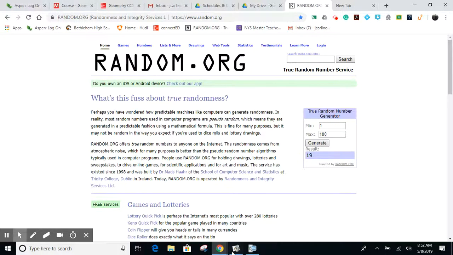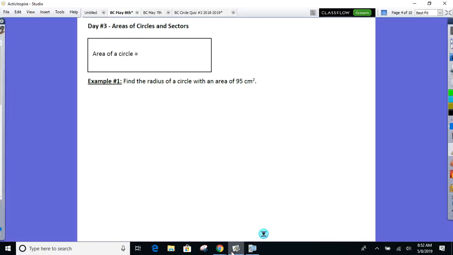19. Thank you. Pi r squared. I wasted all that time for a pi r squared. Yep. Don't really have the time to waste just to say, here's a circle, what's the area? So let's get to a different type of one.